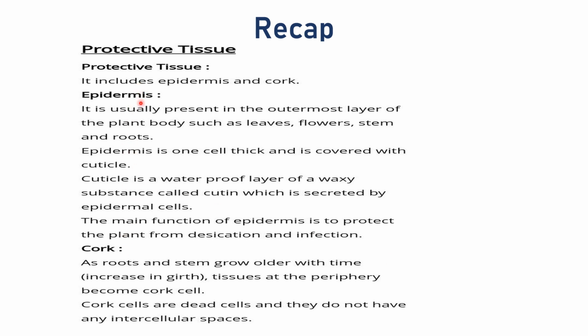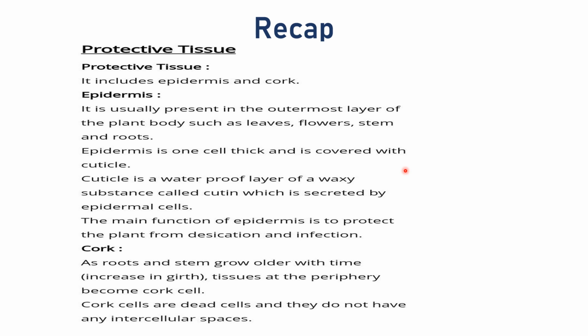Epidermis, because the word shows that they are present on the outermost part of all parts of the plants, right? Epidermis tissue is present on the outermost layer of the plant, such as leaves, flowers and stems. Epidermis tissues are somewhat made up of a thick layer of cells. In which type of plants? Yes, in desert plants.